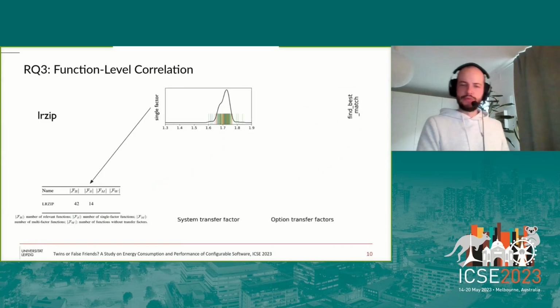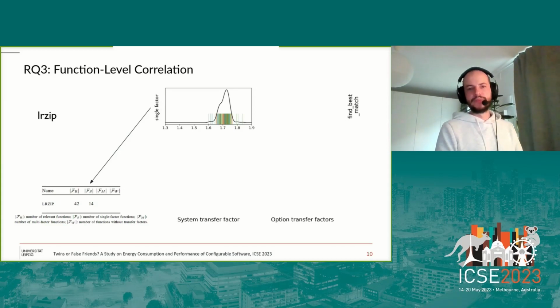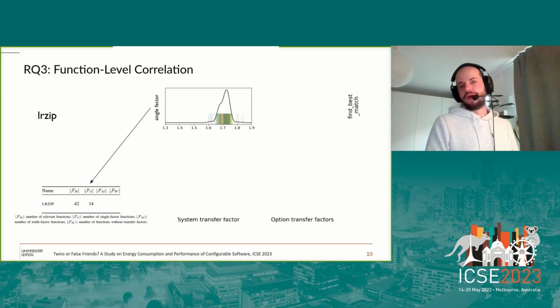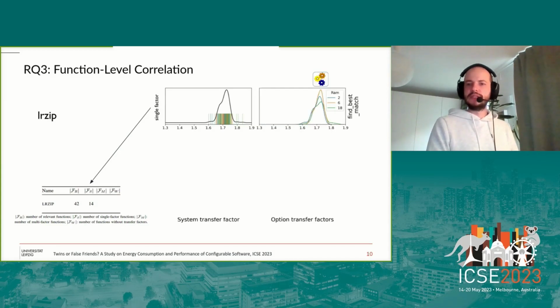Yes, and now on the white box side, we try to learn simple single factors that translate the performance to the energy consumption. And in this example here, we see the black line is the distribution of all factors of all configurations of the method find best match of LRZIP. And we see, okay, we can identify one value maybe with relative certainty. And if we also introduce configuration options, this supports this claim, that all three values of this option show the same value.